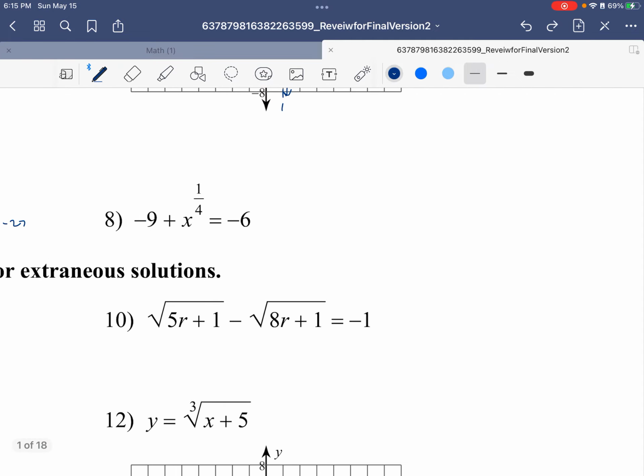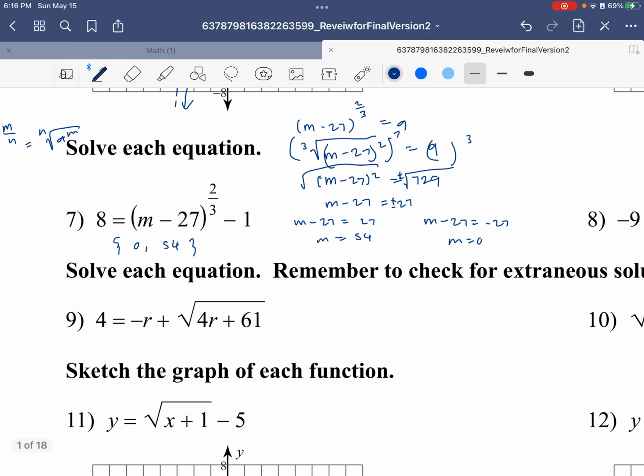Okay, so for the next one, same thing. I'm going to move 9 to the other side. So we're going to have x to the power 1 over 4 equals 3. I just added 9 to both sides: negative 6 plus 9 is 3. Same thing, we have 4x to the power 1, which is just x, so I'm going to leave it like that. Now we're going to raise both sides to the power 4, and we're going to have x equals 81. And that is our solution for this.